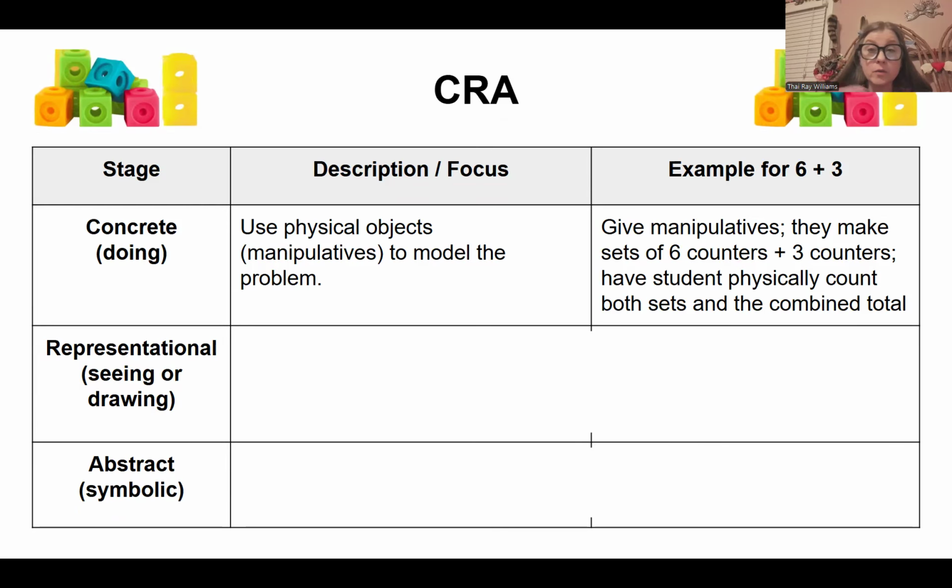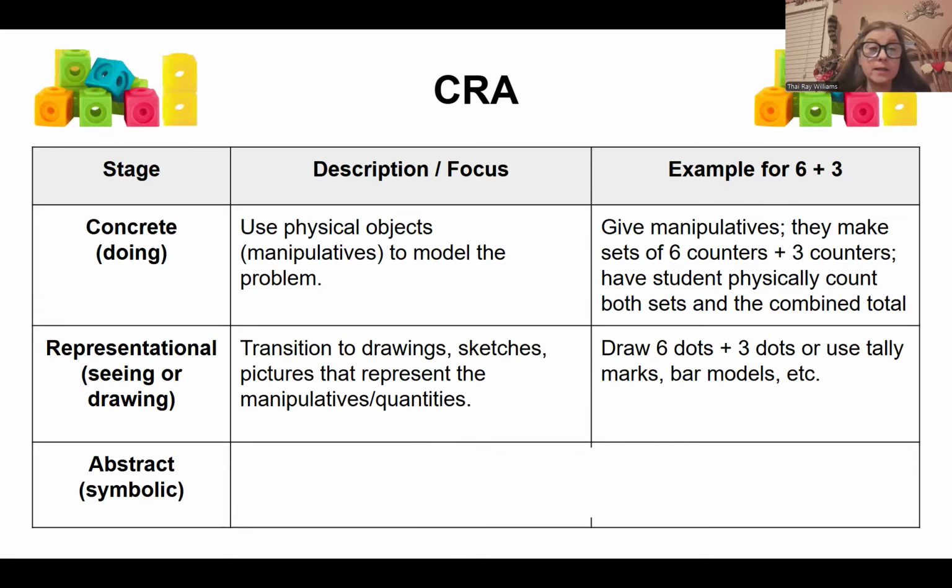So if we were going to work with 6 plus 3, we would give the student manipulatives, and then they would make sets of the counters. They would make a set of 6 counters, and then a set of 3 counters, and they would count both of those sets, and then combine those sets and count the total. So again, when we are teaching a new skill, this is where we start, at the concrete level. They are doing.